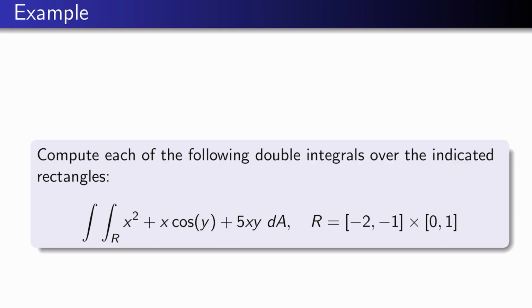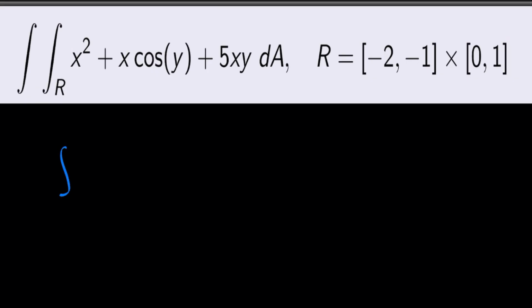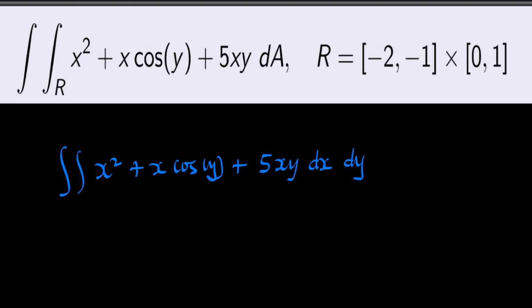With our second and last example, our rectangle is defined as [-2, -1] cross [0, 1], and our function is given as follows. So here we follow the same procedure as we did for the first one. Setting up the integral gives the double integral of x squared plus x cosine of y plus 5xy. We can choose to integrate x first, so here will be the x, then we integrate y last. So thus the range is going to be -2 to -1 then 0 to 1. So then we take out the inner integral, then we integrate that one first.